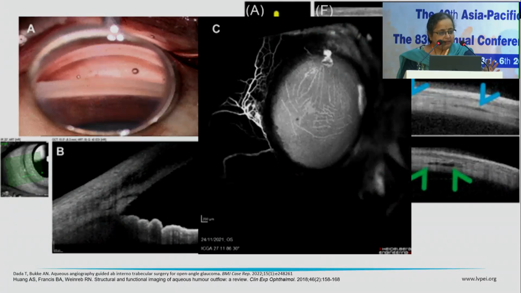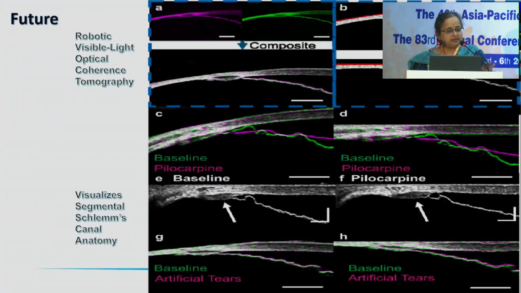Aqueous angiography, yes, people are pursuing. You can actually see intraoperatively as well as postoperatively in which area new recruitment of collector channels has happened, but this is not widely available everywhere. So this is one option that you can choose if you have access to it.